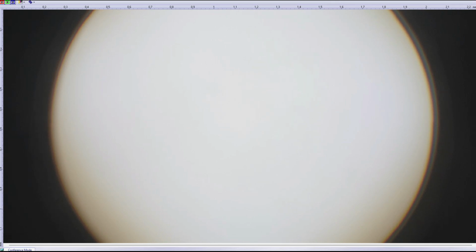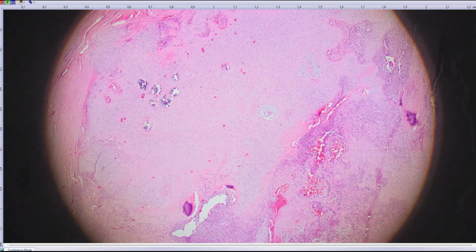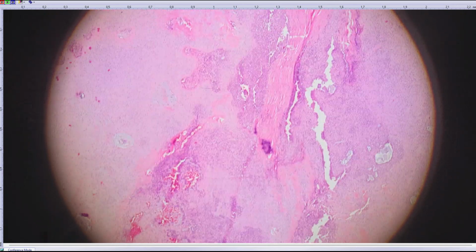First, I have an older case from a 57-year-old male patient who had a lesion in his rib. On imaging, they saw a destructive lesion, something that was infiltrating into the surrounding tissues, so they were suspecting chondrosarcoma. But when we look at it, it looks a little different from chondrosarcoma.